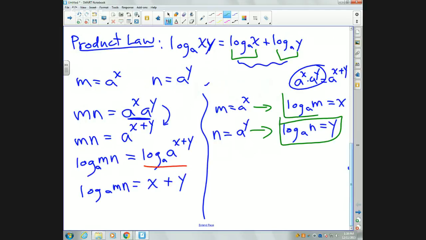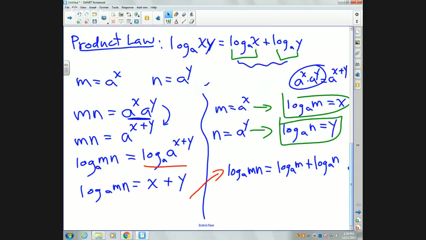We can just plug these now in over here for x and y. So we get that the log of m times n is equal to x, which is log m base a, plus y, which is log n base a. I will never ask you to reproduce this, but I wanted to show you how mathematically we can actually get at this rule.